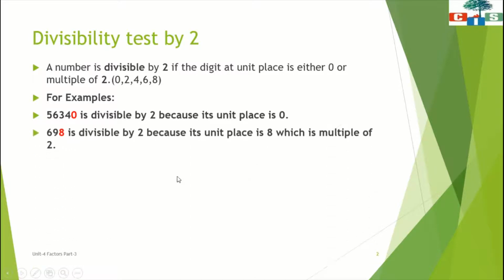Now we'll see one more example. Next is 698. Again the unit place is 8, so this whole number is divisible by 2. Next we will see one more example, that is 4581. Now scholars, see here the unit place is 1. 1 is not divisible by 2, so this whole number is not divisible by 2. If we divide this number by 2, it will leave some remainder. Therefore, this number is not divisible by 2.